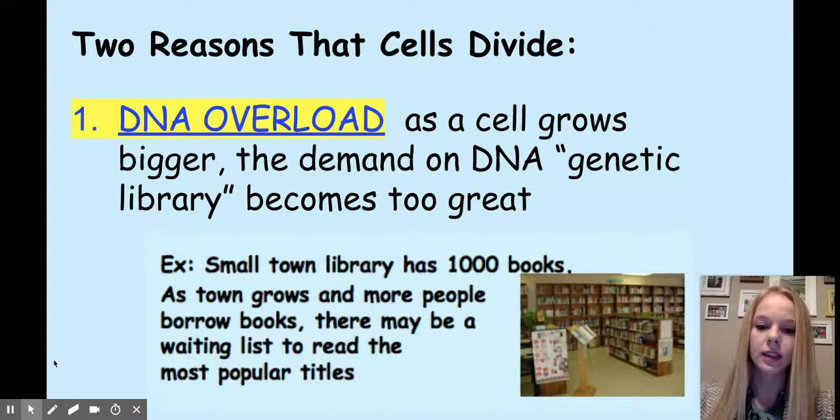There are two reasons that cells divide. The first is that the cell becomes too large for its DNA to handle. We call this DNA overload. A cell has a limited amount of DNA in its nucleus, and as it grows larger, there is a greater demand on the DNA to direct cell activities. I like this analogy of a small town library. As the town grows, more and more people borrow books, which can lead to a waiting list or a delay in book borrowing. Think of the cell's DNA as the books and the growing cell as the growing town.